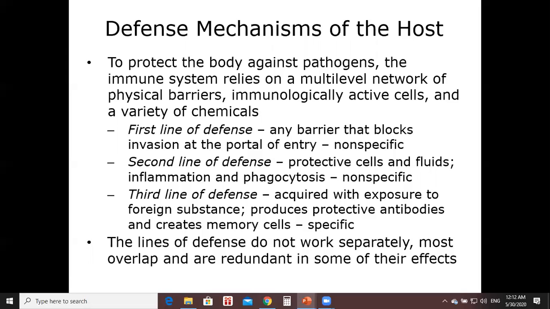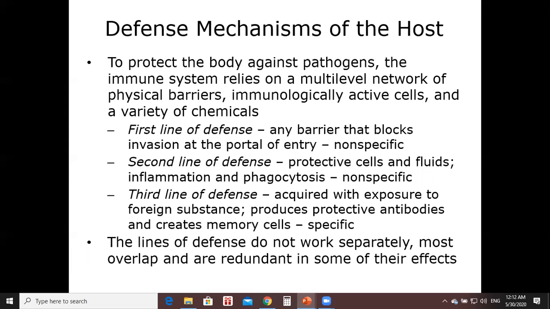So your skin blocks entry of viruses, bacteria, any contaminant. As long as it's intact skin, that is a non-specific first line of defense. Second line of defense, these are protective cells and protective fluids like inflammation and phagocytosis.